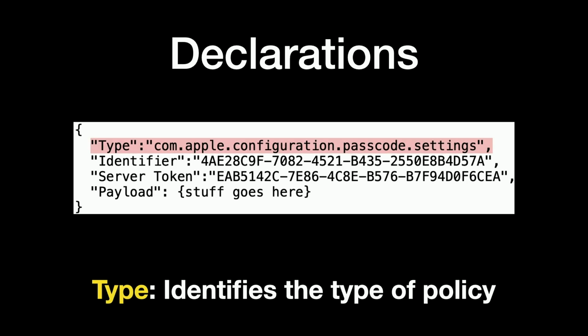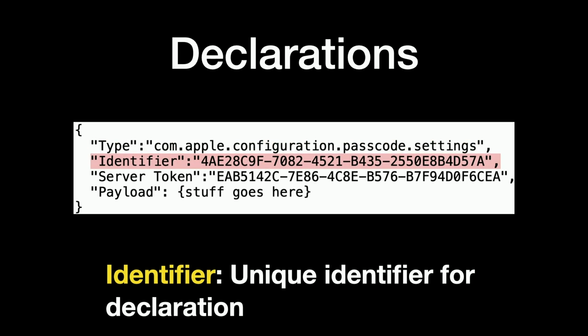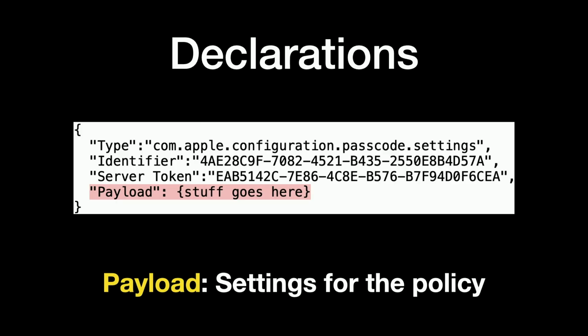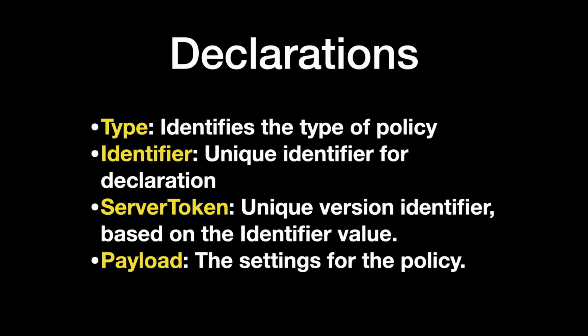Type identifies the policy that the declaration is using. Identifier provides a unique identifier for the declaration in the form of a UUID. Server token provides a unique identifier for the current version of the declaration based on the identifier value in the declaration. And this is also going to be in the form of a UUID. Payload contains the settings for the policy being sent by that declaration. So as a quick review, here's all that makes up the structure of a DDM declaration. A declaration is like a command. Think of this as DDM declaration, MDM command.